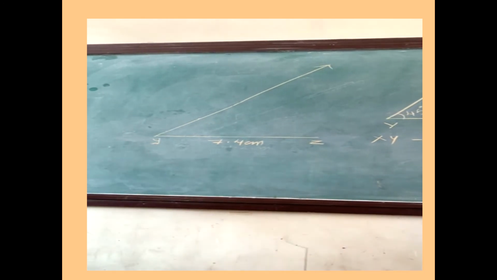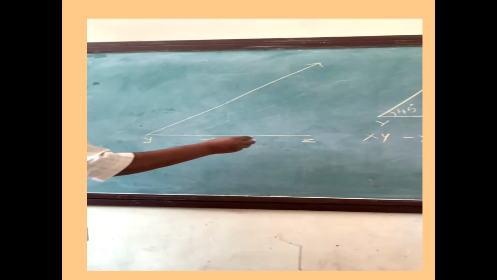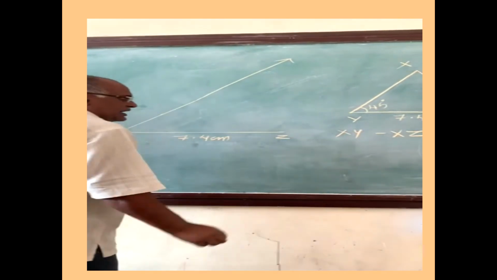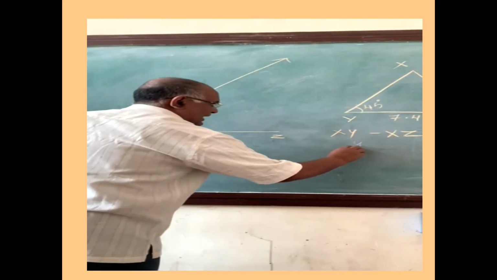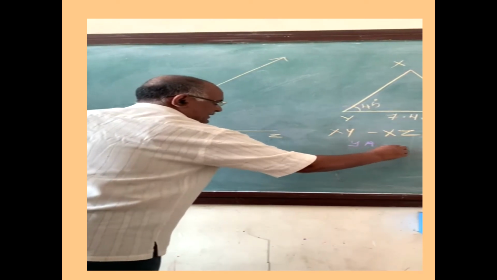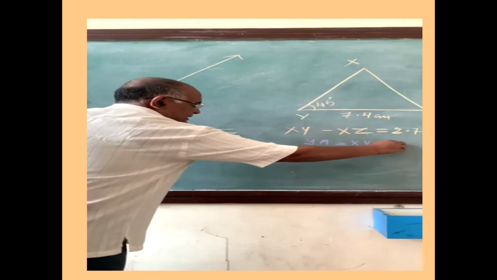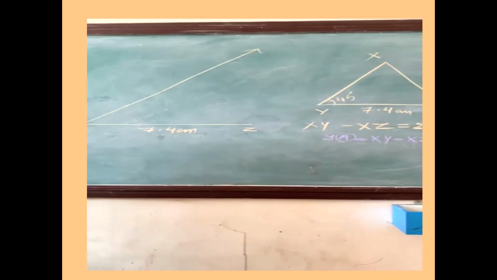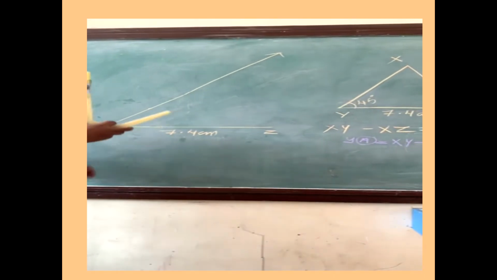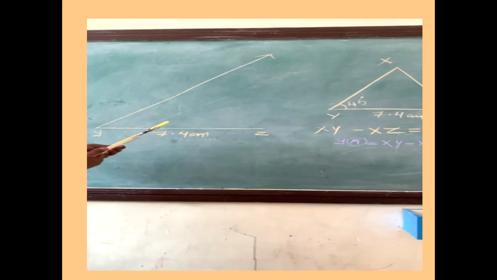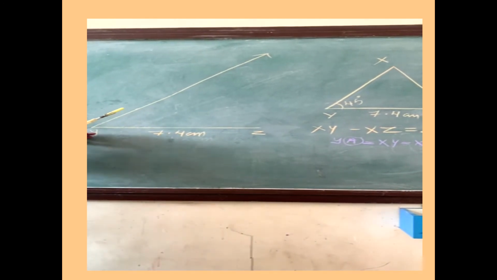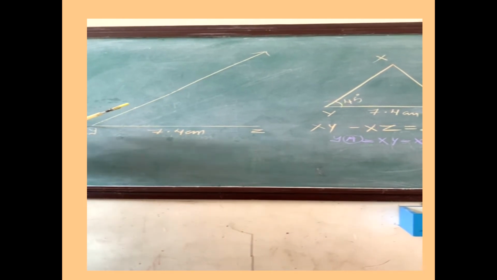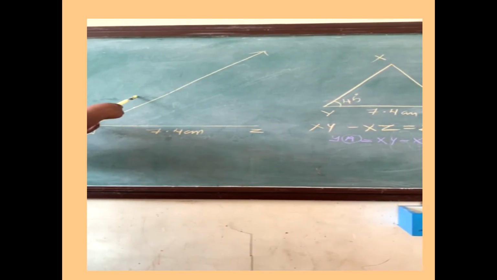As we have done previously, we assume a new alphabet. Here also we will assume an alphabet, that would be A on YX. That is XY minus XZ, so I will get a point. For that, I will take the compass, keep the pointer at Y, and the radius will be 2.7. Cut an arc on the upper side.